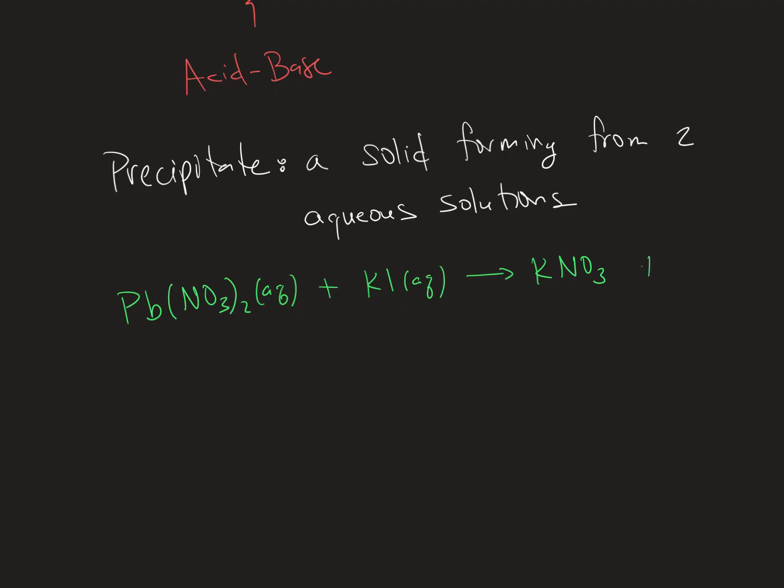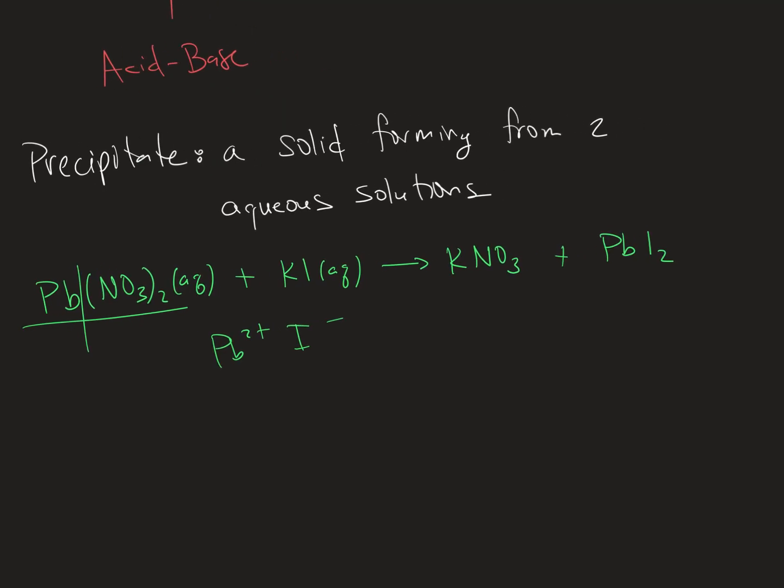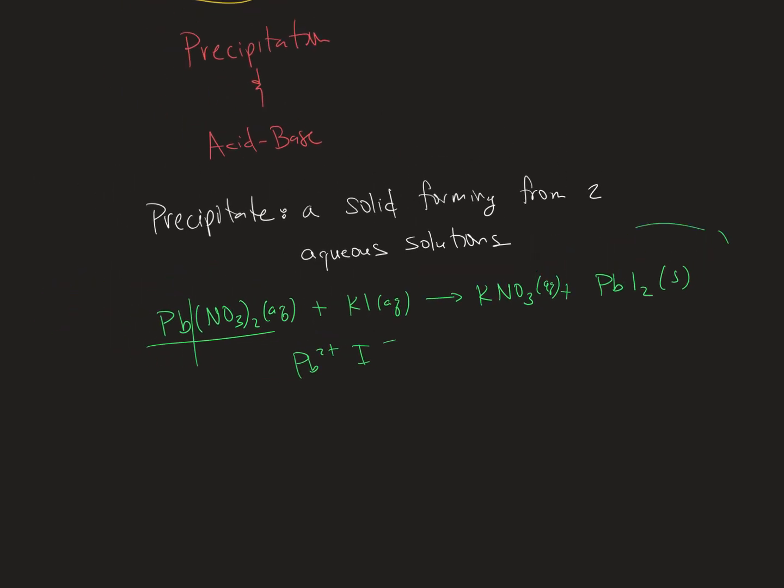and lead 2 plus, and if you don't know what it is, you figure it out, right? And iodine across the charges becomes PbI2. And it turns out that is the solid. And that means potassium nitrate is aqueous. And this is how you know it's a precipitation reaction. We good?